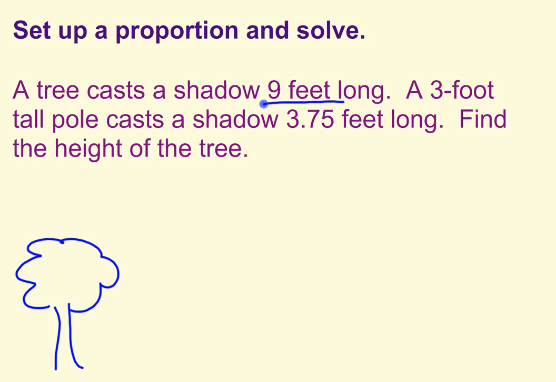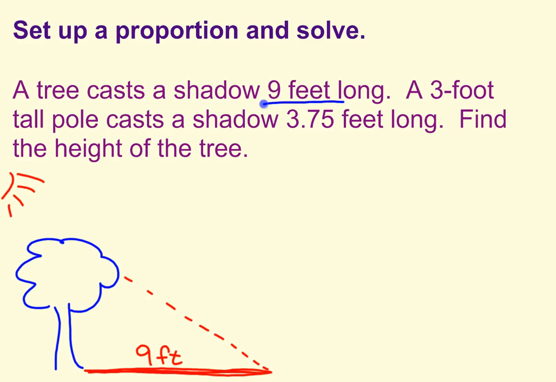Here's the tree. We know that the tree is casting a shadow. So if the sun is up here somewhere, here's our shadow along the ground right here. So remember, shadows are on the ground, and it's telling us that this shadow is 9 feet long. So that's what we know.